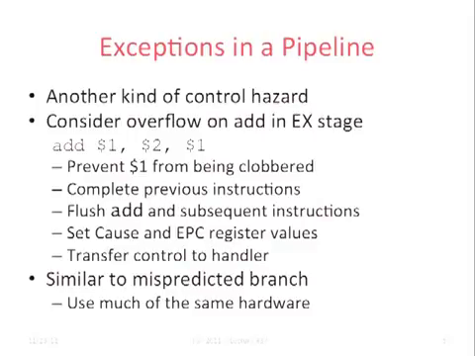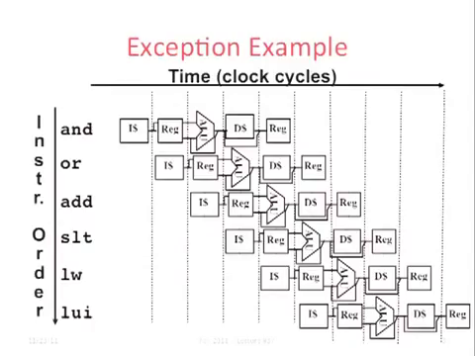And so the logic of this ends up being very much like a mispredicted branch. So here's the example. We've got an and, an or. We're doing an add, and then we're going down here. Let's say that when we're doing that add, we get an overflow exception. So right then and there, this exception happens. Store overflow in the cause register. Store the PC of this instruction plus 4 into the exception program counter, and then transfer control to the handler.